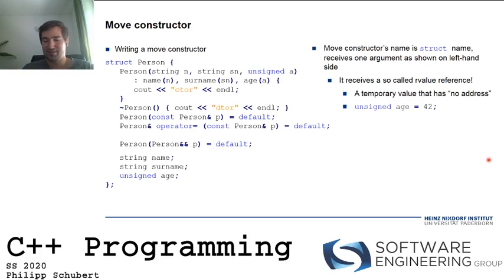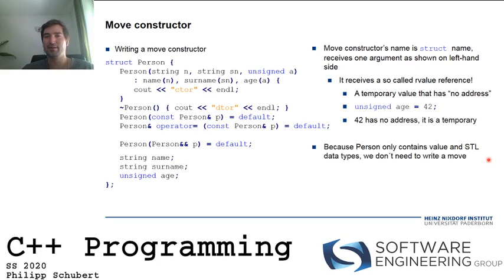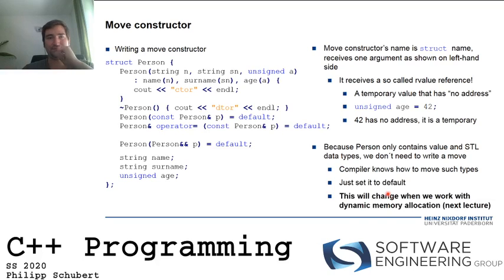I mean, we will get used to it, and we will get the exact understanding of what the move constructor does again in the next lecture. Yeah, and this again only works because of STL and built-in data types here. The compiler knows how to move such types itself, so string and built-in data types, and can create a move constructor for itself. So we can just set it to default.